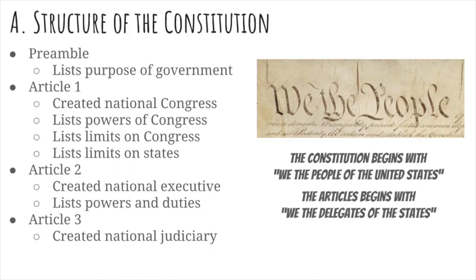So the first thing we're going to do is talk about the structure of the Constitution. You need to know what every section of the Constitution contains. The first is the preamble. It begins with the words "we the people," and it lists the purposes of government. We're going to go over each of those in just a moment.